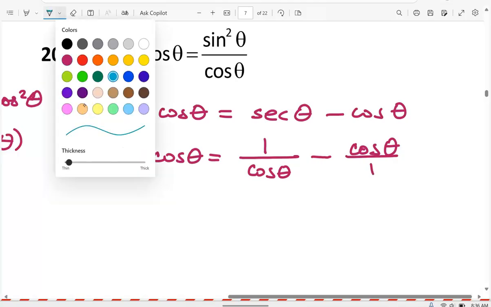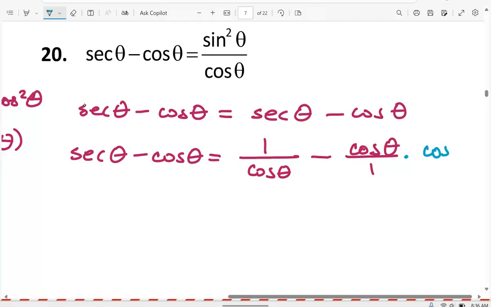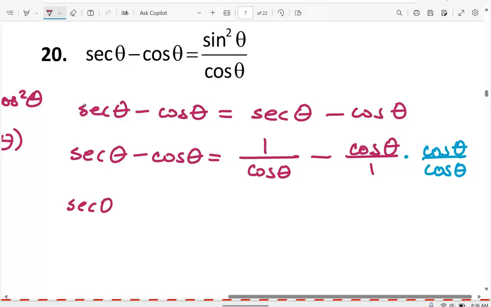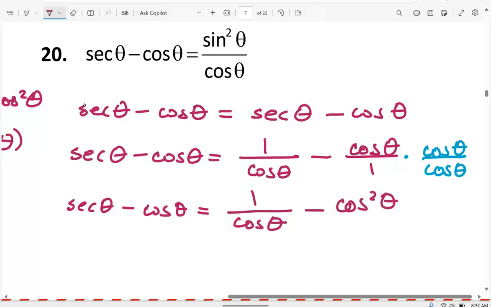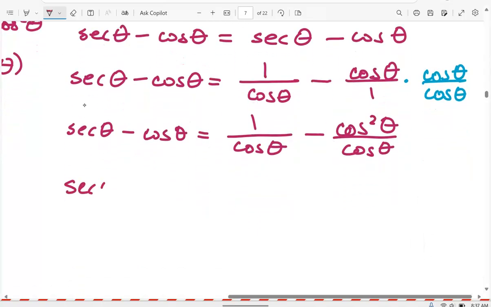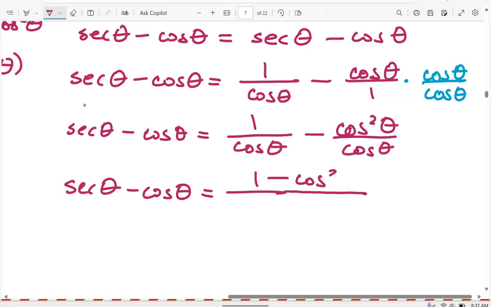And if we want a common denominator to be able to subtract those, I'm going to multiply that second fraction by cosine of theta over cosine of theta. So that's going to give us secant of theta minus the cosine of theta is equal to 1 over the cosine of theta minus cosine squared of theta over cosine of theta. Now that we have common denominators, we can subtract those fractions, subtract the numerators, and keep the denominator.